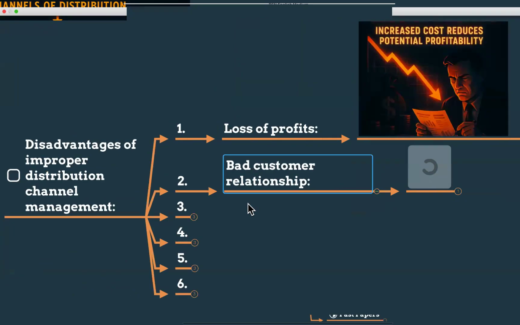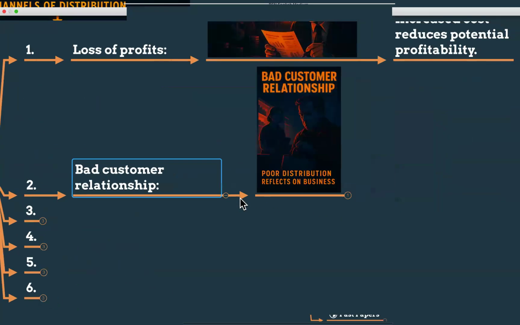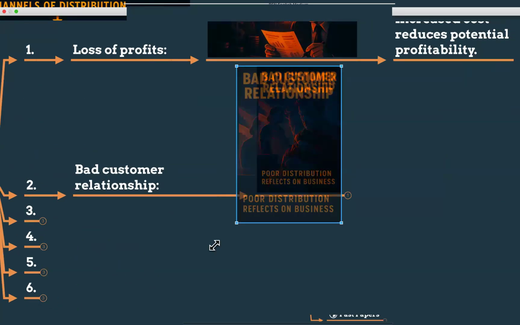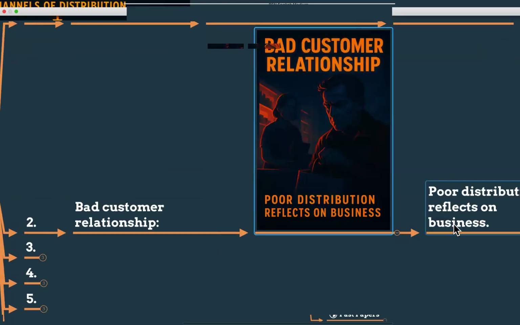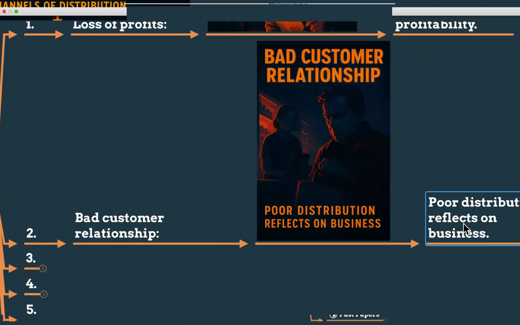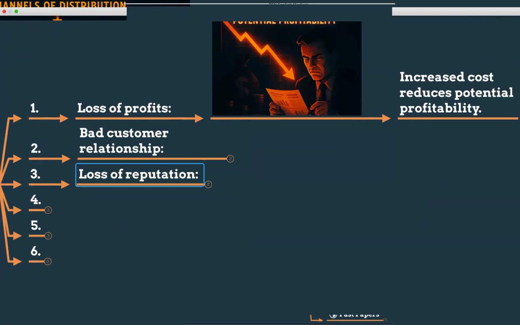And if you don't manage your distribution channel properly, bad customer relationships will come, right? Poor distribution creates unhappy customers. Sometimes customers are getting late deliveries, sometimes damaged products, and wherever they are going to the shop and asking for your product, there are stockouts, right? So think about it. It will create bad customer relationships if we don't have a proper distribution channel.